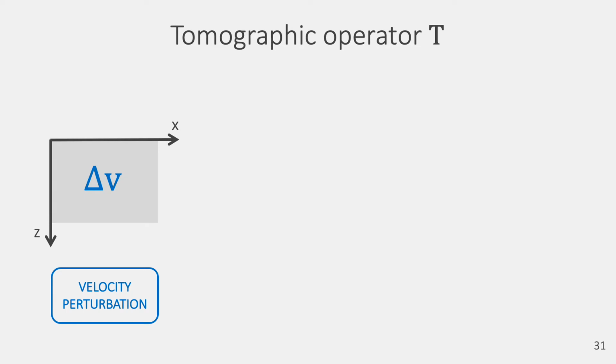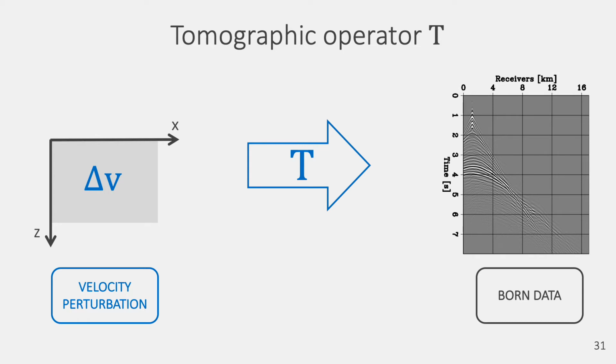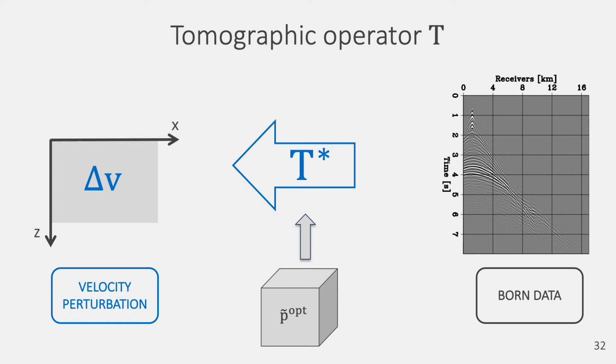We begin with the velocity perturbation delta V that lives in the model space. Then, T is going to map this perturbation into some Born model data which lives in the data space. Additionally, T uses an extended reflectivity or extended perturbation assumed known and fixed throughout the process. In an analogous manner, T star, or the adjoint of T, is going to map Born data into velocity model updates. And if you remember from the previous slides, T star, T adjoint, is the mapping used to compute the FWME tomographic gradient.